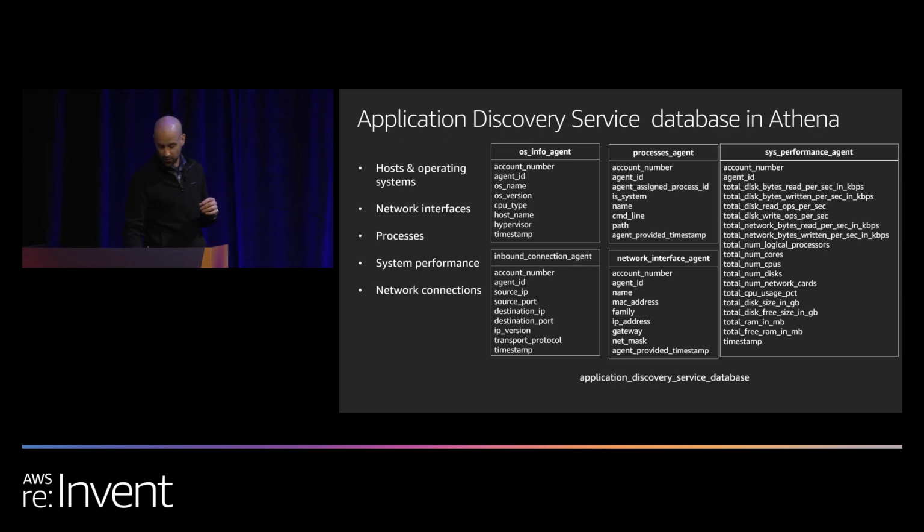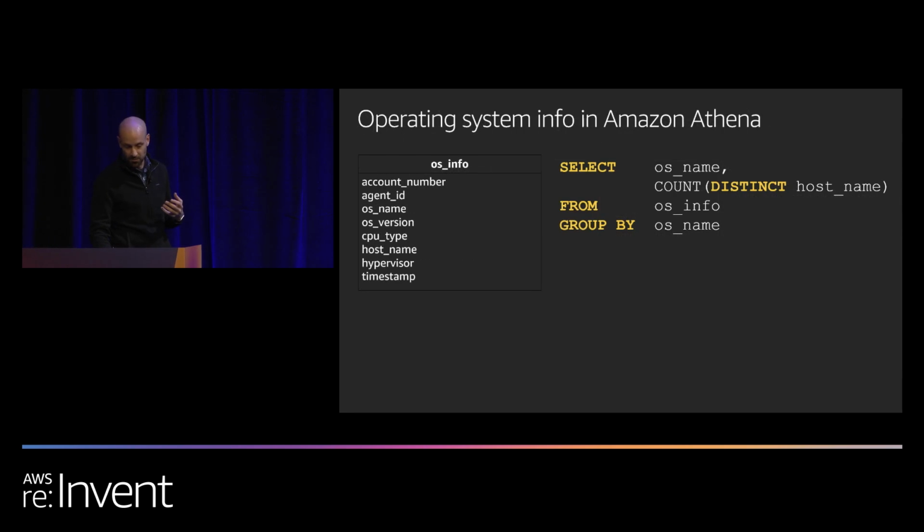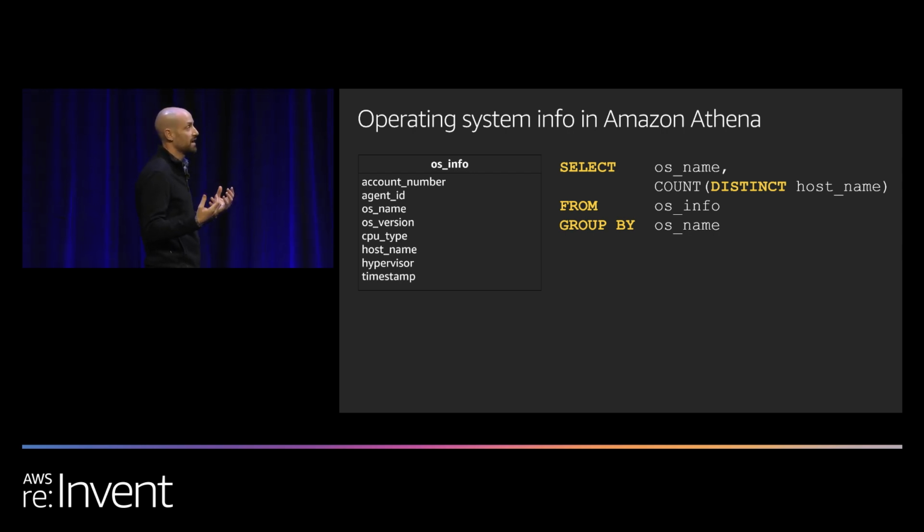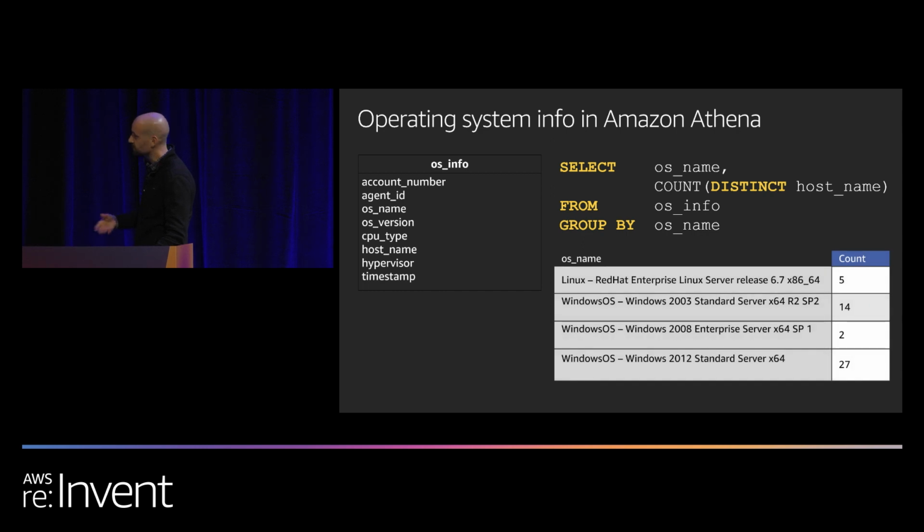So here's a simple example of something you could build, where essentially what we're saying is, give me all of the operating system info that I found via discovery. It's just a simple little SQL statement that's saying, okay, OSs, give me all of the distinct host names and break it down by OS info. And what you would get was this, right?